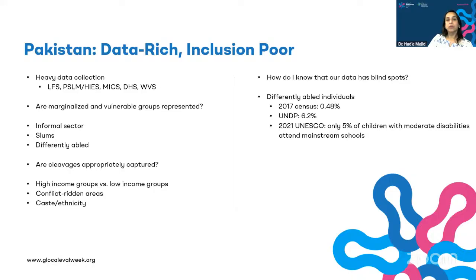But it's not just the marginalized and the vulnerable groups that are being left out. What is really interesting is that if you start looking at the PSLM in a lot more detail and start analyzing the income variable in the PSLM, you very quickly realize that the high income groups are being left out as well. If the high income groups are not being reached, we don't really understand the level of inequality in our country. Conflict-ridden areas, a lot of times it's really hard to get there, so they get left out of our sampling frames on a regular basis.